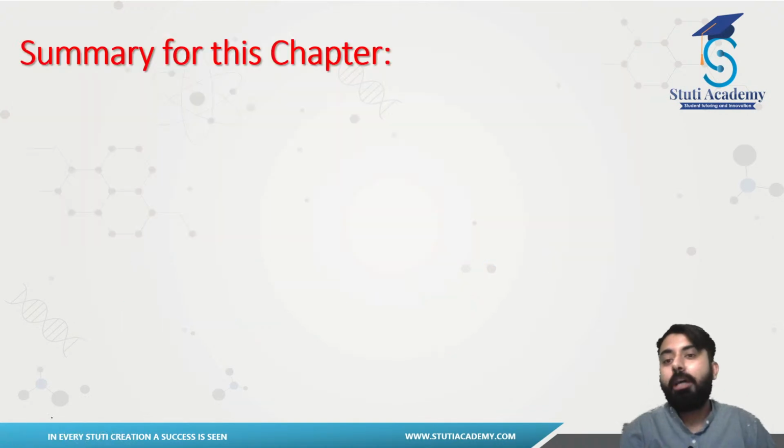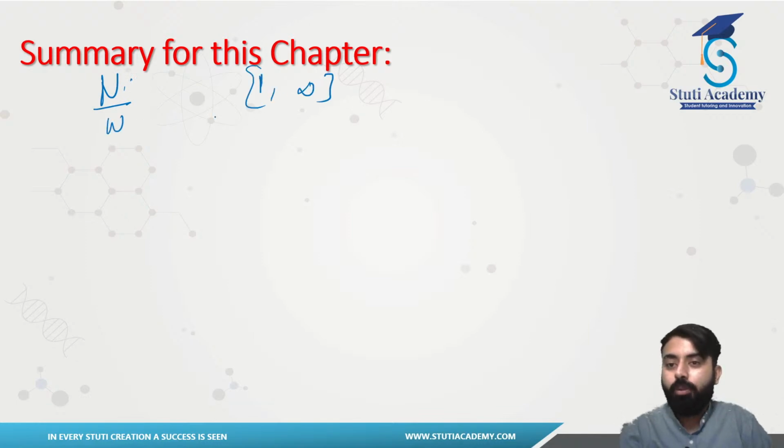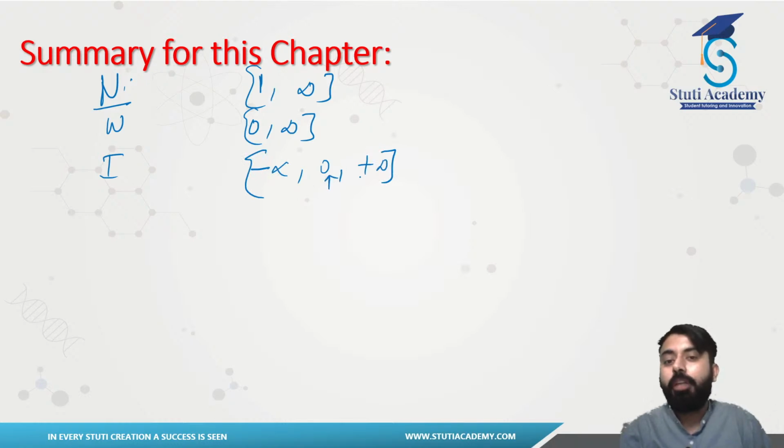And to wrap this chapter up, we have done what? We have understood our number system completely. Our naturals, these are the numbers which begin with 1 and end up till infinity. Then we had whole numbers, which were beginning with what? Your 0, going on to infinity. Then we had our integers, which were either negative or 0 or positive, lying between negative infinity to positive infinity, including 0.